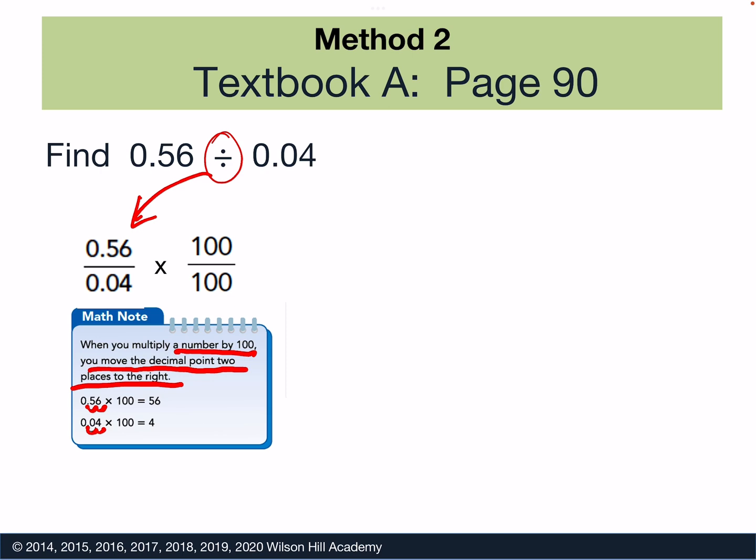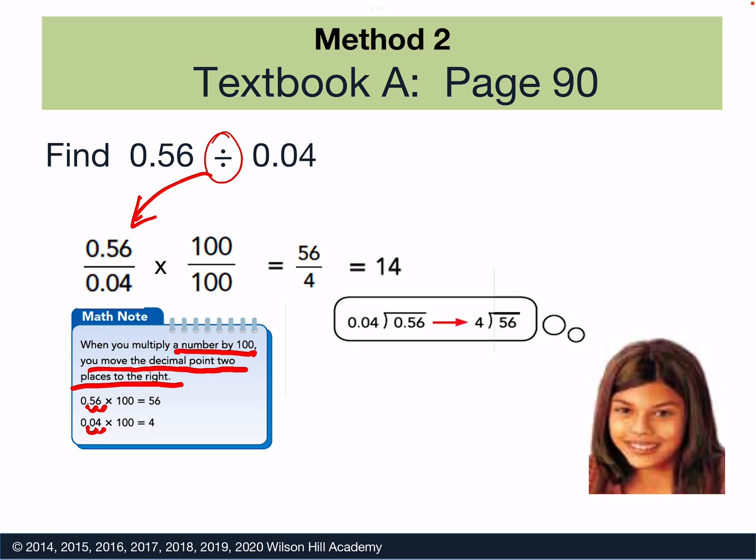Every time you move a decimal place 1 time, it's a factor of 10. So when it's 100, you're going to do it twice. And then, of course, you work it down to 14. Now, if you look at this in the traditional division, what you're doing is moving from this problem over to this problem, which is just a little easier to handle.